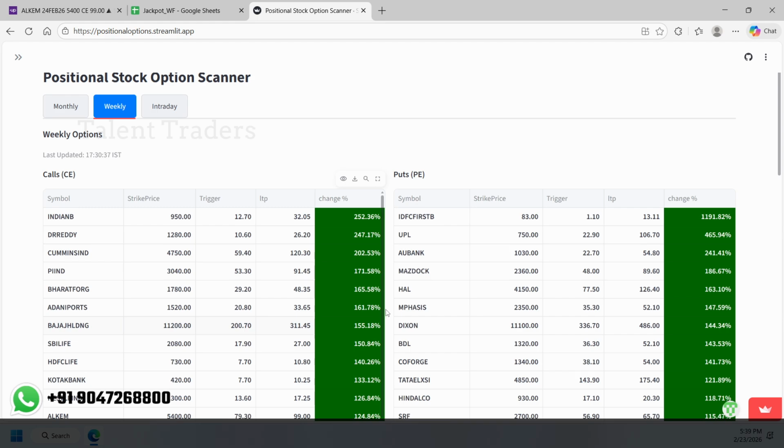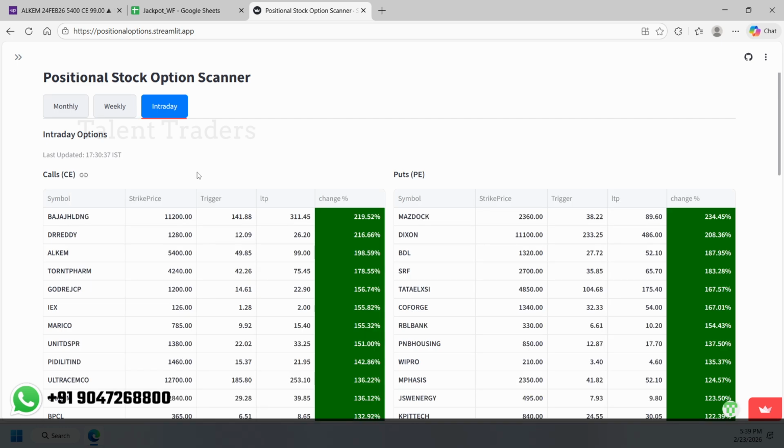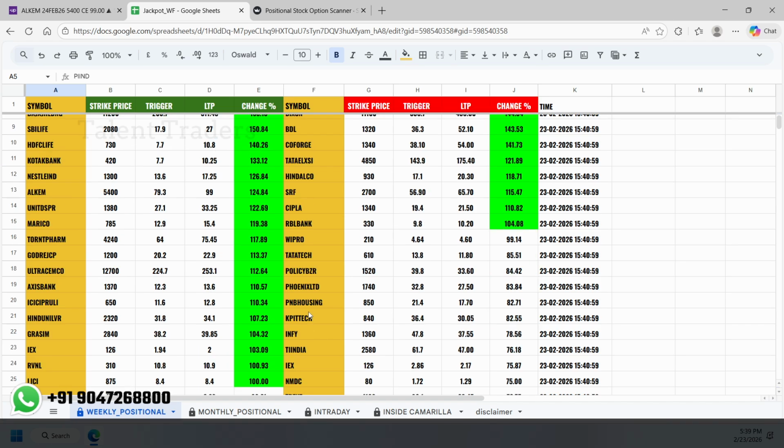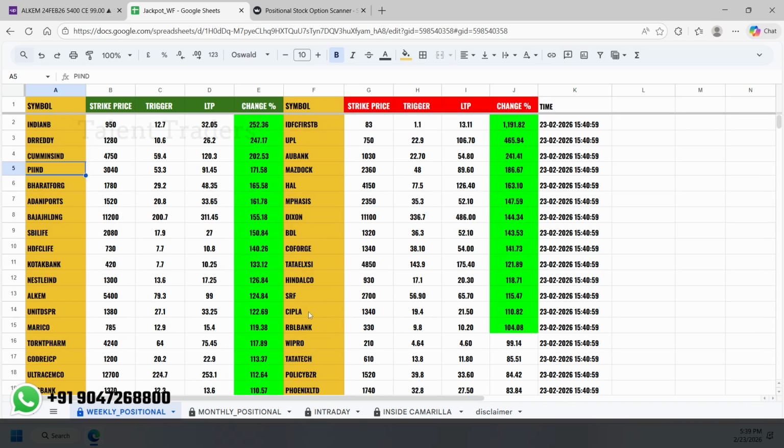Only students who have finished our sessions, the strategy course, will get access to the sheet. Not for everyone, because this is purely designed for positional strategy, and intraday is given as an additional benefit for the positional students. So that is the logic of our Google Sheet option scanner, which we have been running since almost 2020, but because of some regulatory issues we are shifting purely to mutual fund, PMS and SIF. That is why we are winding down this kind of thing. That is the main reason.